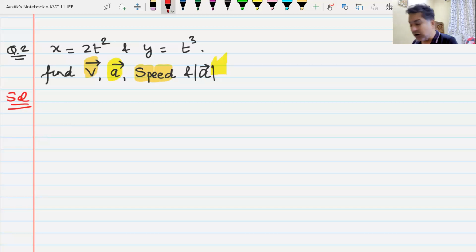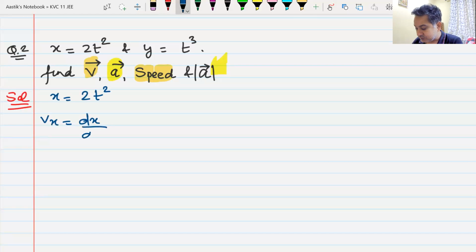Okay, how to do this now? Let me show you both the ways side by side so that you understand that nothing has changed. So x is 2t square, yes or no? If I differentiate this x, I will get vx. Do we understand this? I can write it like this. Vx, velocity along x, is the derivative of x. So I can write it as 4t. Yes or no? Can I have raise hands from everyone that we understand this?